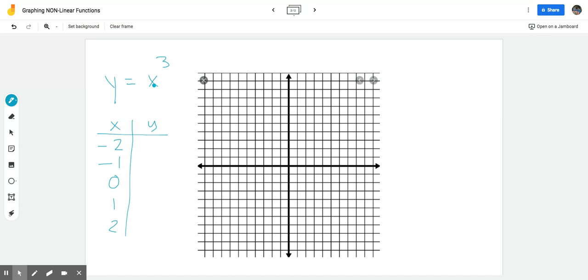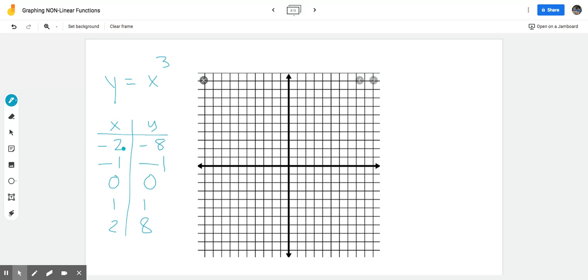When we cube a number, remember, you're not multiplying by 3, you're multiplying it by itself 3 times. So if I do -2 cubed, that's -2 times -2 times -2. -2 times -2 is 4, times -2 is -8. Same thing here: -1 times -1 times -1. -1 times -1 is 1, times -1 is -1. I know, crazy. 0 will give us 0. And 1 times 1 times 1 is 1. 2 times 2 times 2 is 8.